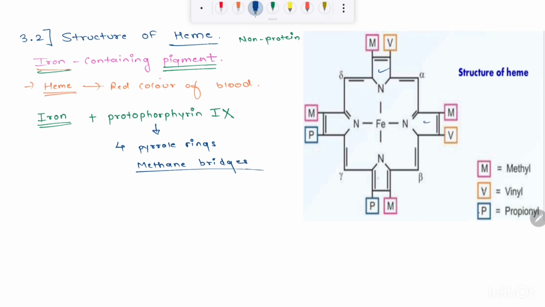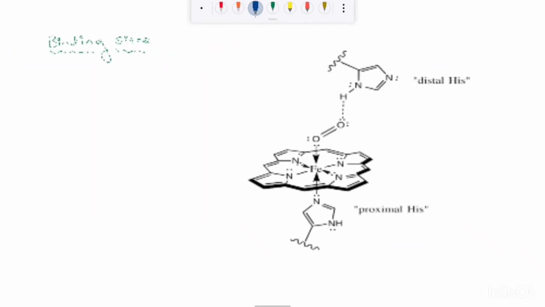Here in the diagram you can see 4 pyrroles. So these are your pyrrole rings. They have attachment with methyl, vinyl and propionyl groups. These pyrrole rings are attached to one another with the help of methane bridges. So here are the methane bridges, and at the center you have iron. So iron plus protoporphyrin 9 is your heme. Heme has 4 bonds with nitrogen and 1 bond with the proximal histidine residue of the nearby globin molecule.